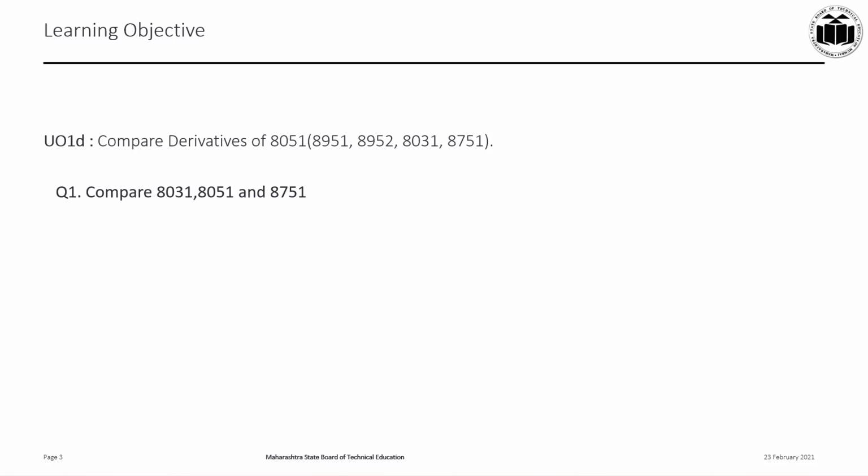The learning objective or the learning outcome of this session will be to compare derivatives of 8051 such as the 8951, 8952, 8031 and 8751. By the end of this session, you should be able to compare the different derivatives of 8051 like say 8031, 8051 and 8751.